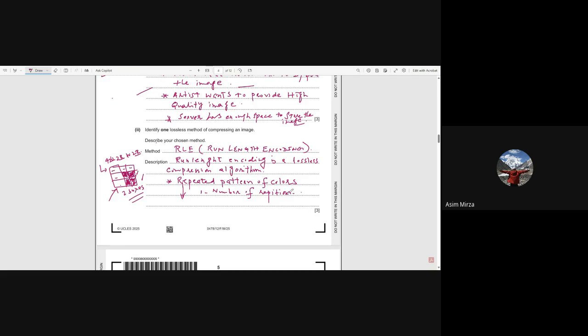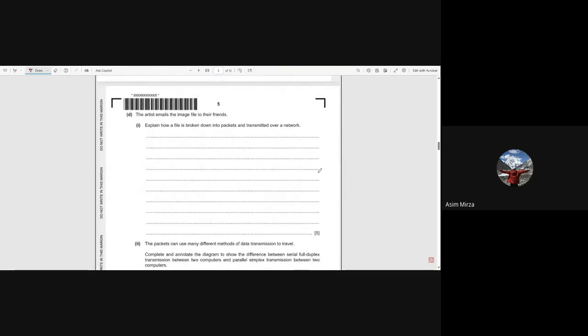So let's move on. The artist emails the image file to their friend. Okay. Explain how a file is broken down into packets and transmitted over a network. So let me show you a diagram first. That would be easy to understand, right? Say, for example, this is my computer, or let me say this is the artist's computer, and this one is the client or the person who is going to download the image, right? So when he sends this image to his friend, what happens?